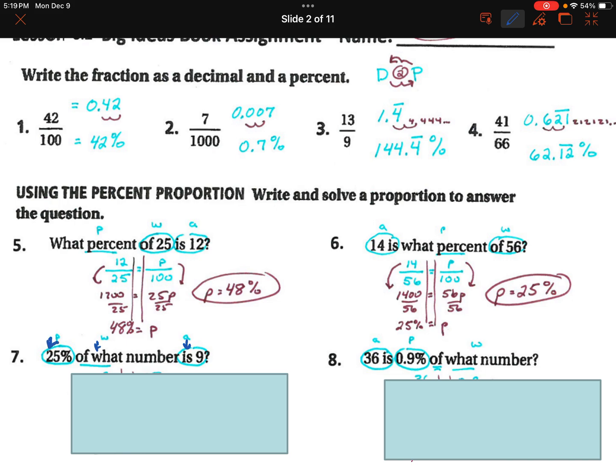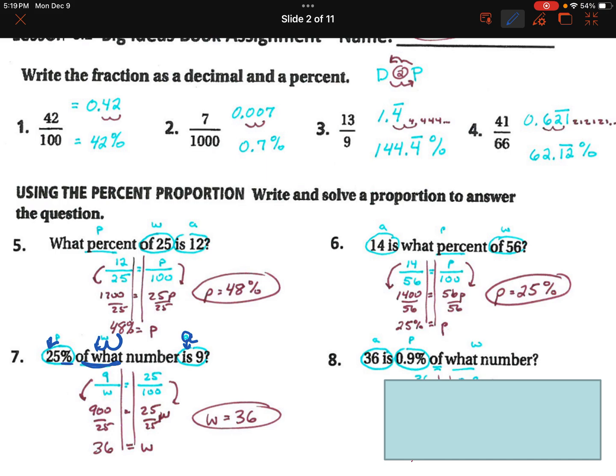But one of the things that might help you is to mark what each thing is before you set up the proportion. This is obviously P. It's got the percent sign. Out of what? Of is connected to what? So that means W is what's missing. And is connected to the A value. 9 is the part you have. So this proportion would be 9 over W, because W is missing. 25 over 100. My cross products would give me 900 equals 25W. And if you put an X here, that's fine.